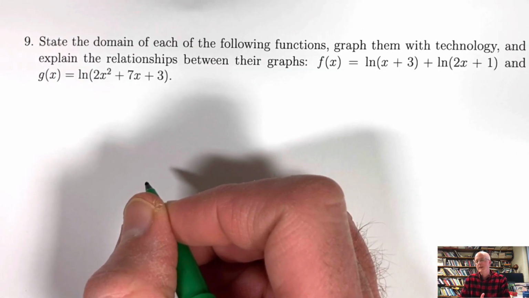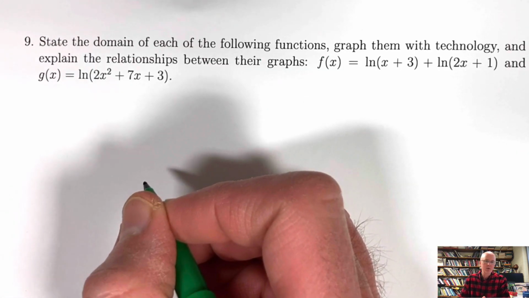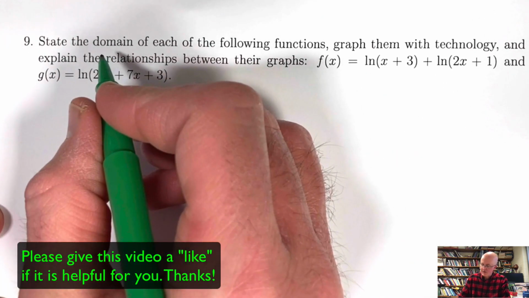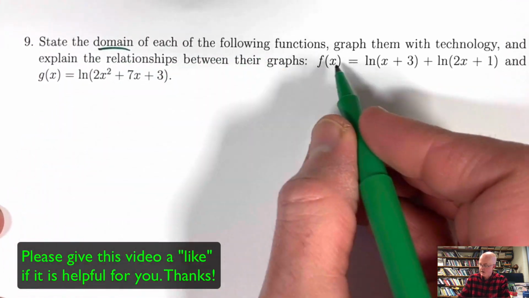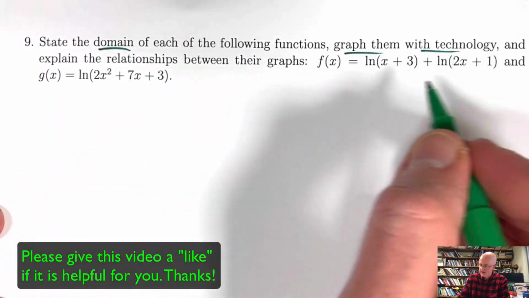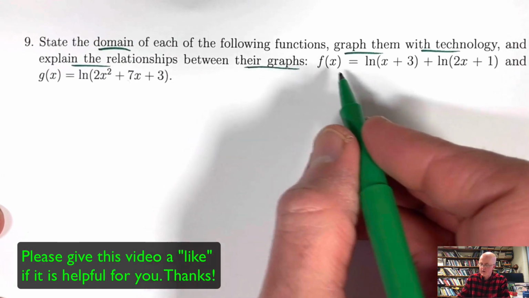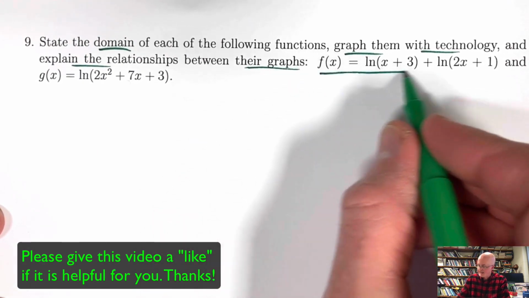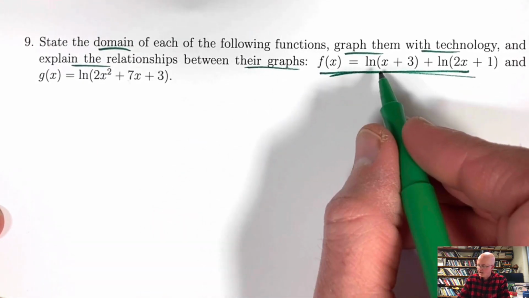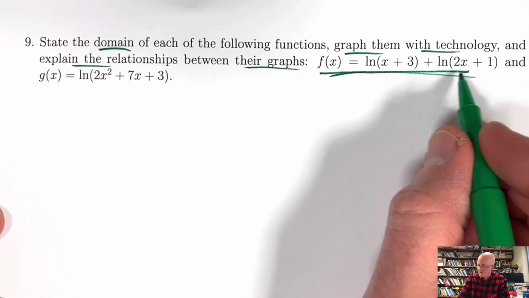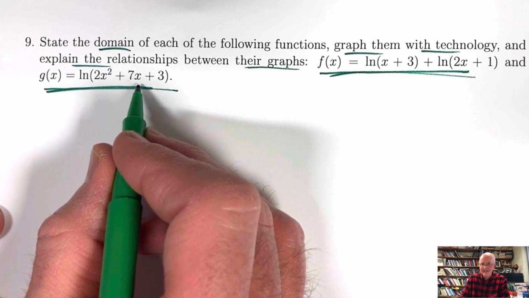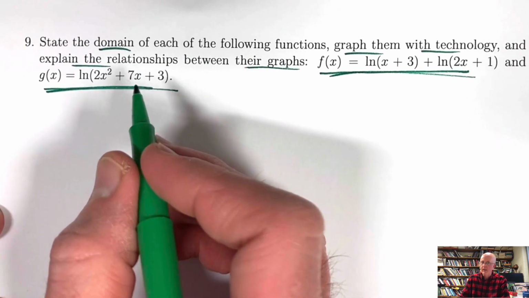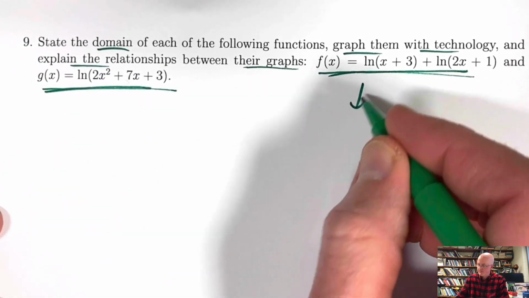Our last problem is related to that tricky thing that happened with extraneous solutions in part D of number 6. We've got two functions here, f and g, that are related. We're going to state the domain of these functions, graph them with technology, and explain the relationships between their graphs. F of x is the sum of two logarithms, ln of x plus 3 plus ln of 2x plus 1. G of x is ln of 2x squared plus 7x plus 3. So let's think about the domains first.